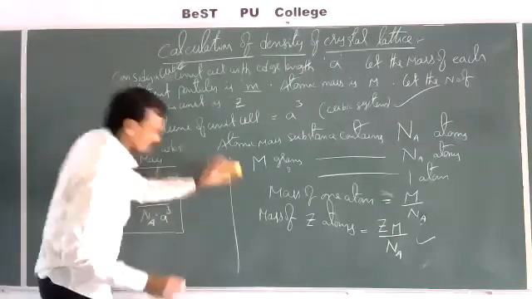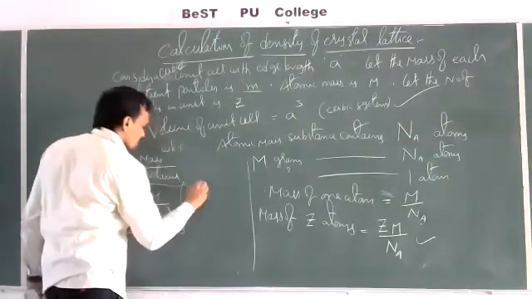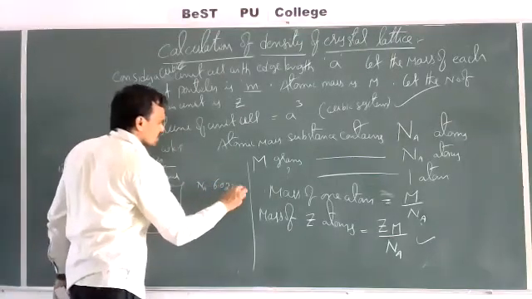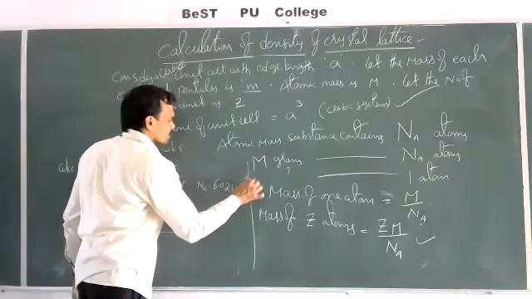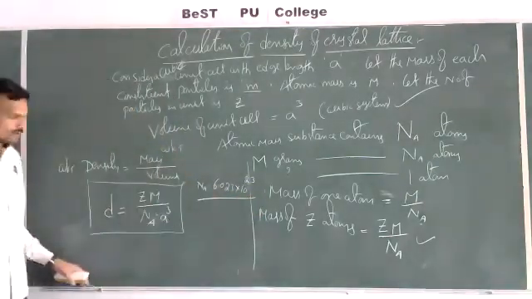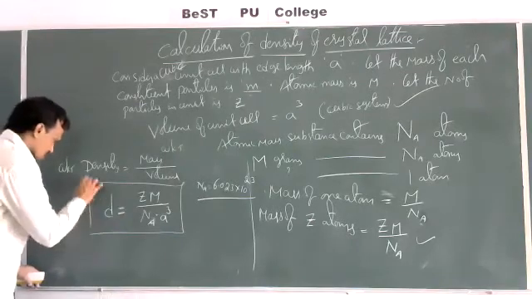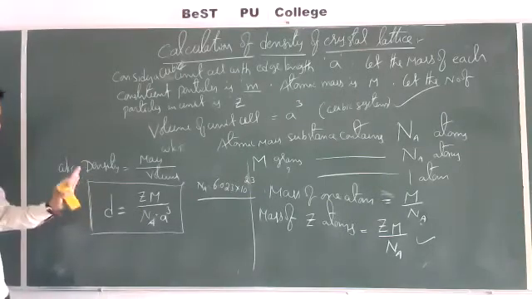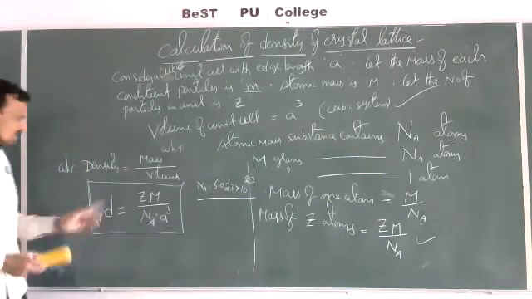Where Na is the Avogadro number. What is the value of Na? It is 6.023 into 10 power 23. This is a fixed standard value. Okay, right. So now by this relation we can calculate the density of the lattice. Based on this, they ask direct problems, no more application.